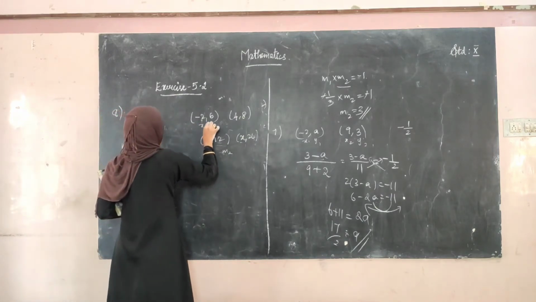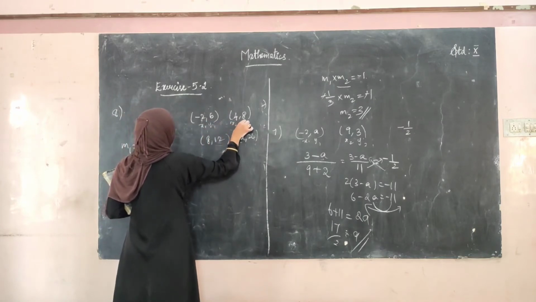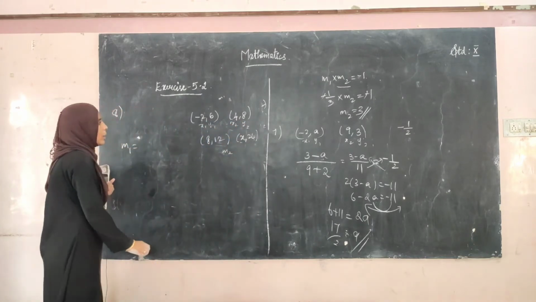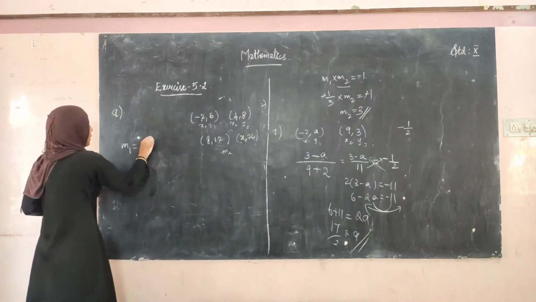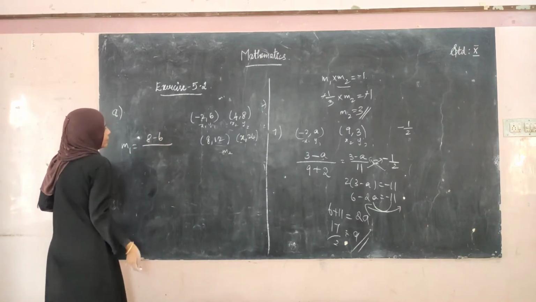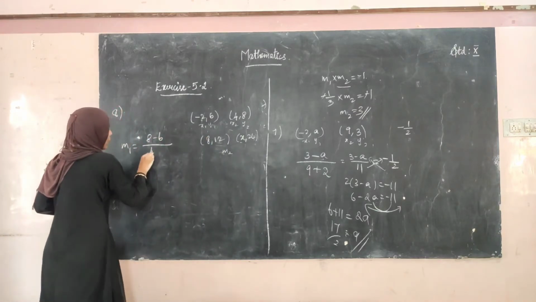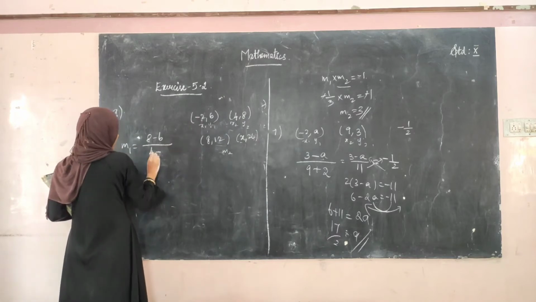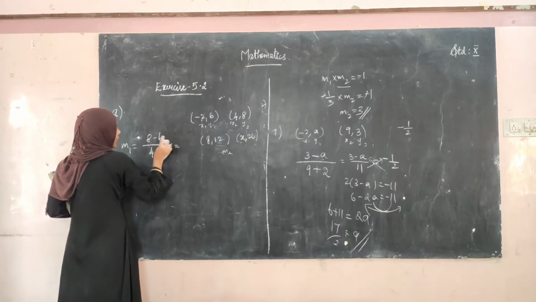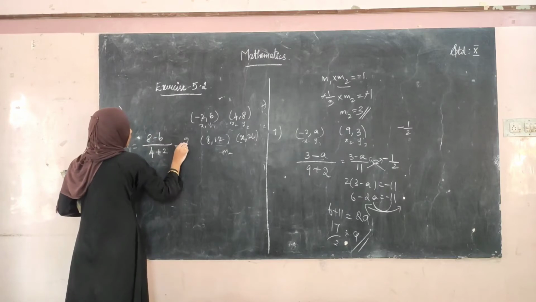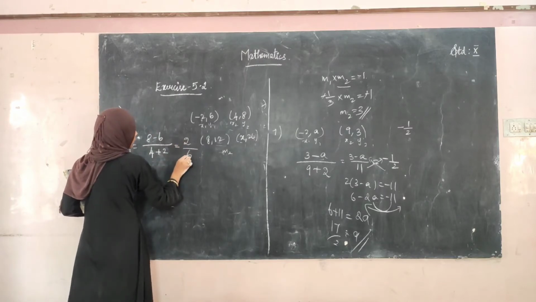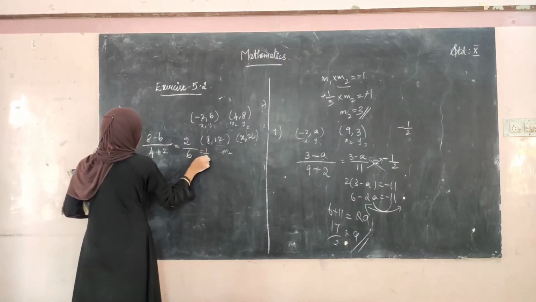Let us take this as x1, y1, x2, y2. What's the formula? y2 minus y1. It is 8 minus 6 divided by x2 minus x1. x2 is 4 minus what is x1? x1 is minus 2. So minus of minus 2 is plus 2. 8 minus 6 is 2 divided by 4 plus 2 is 6, which is equal to 1 divided by 3.